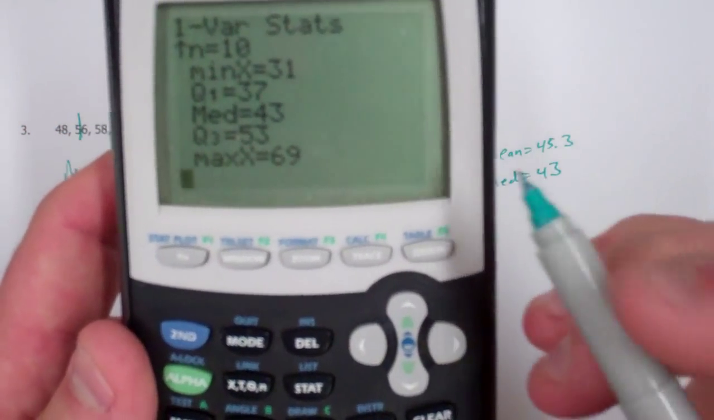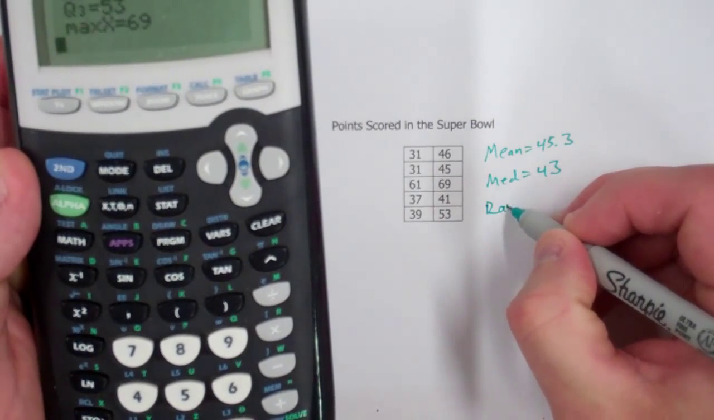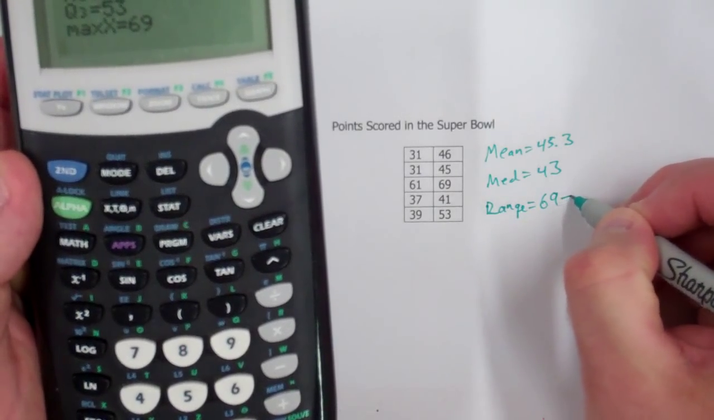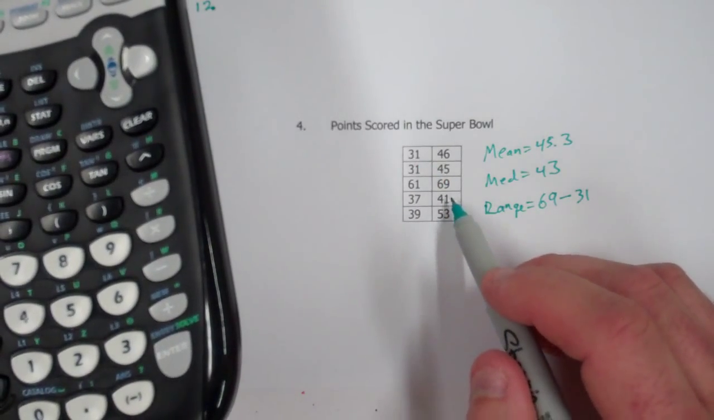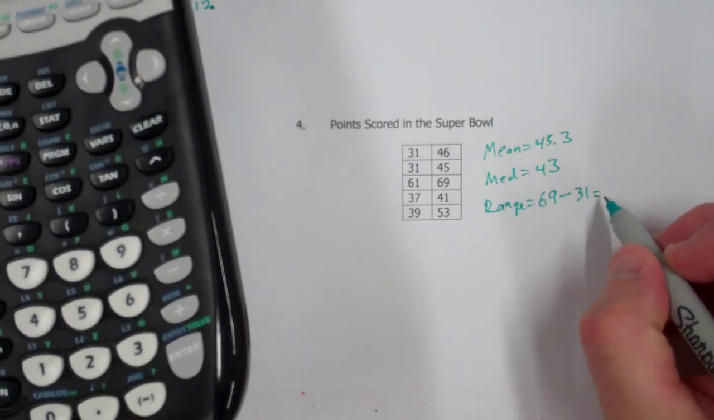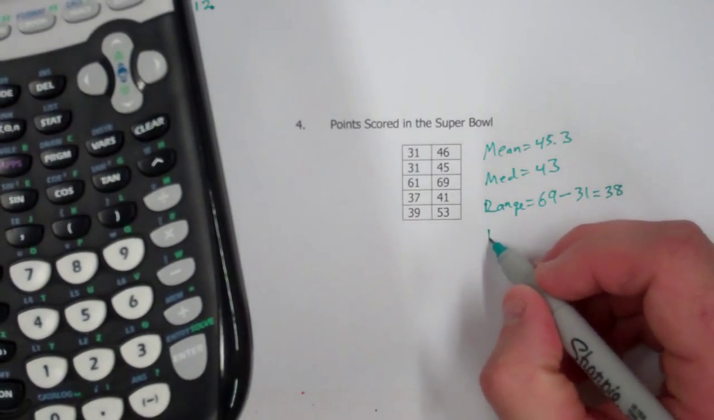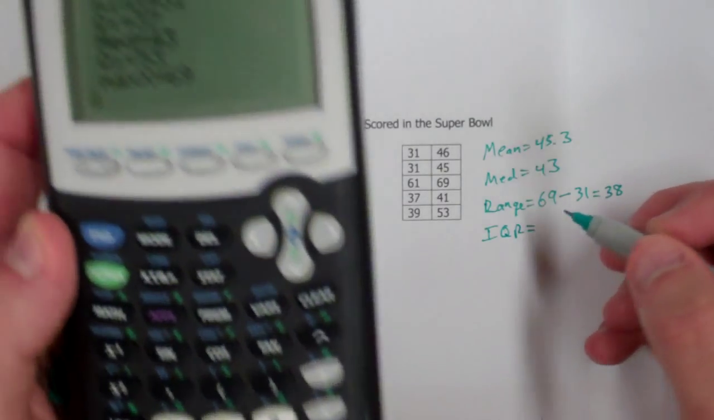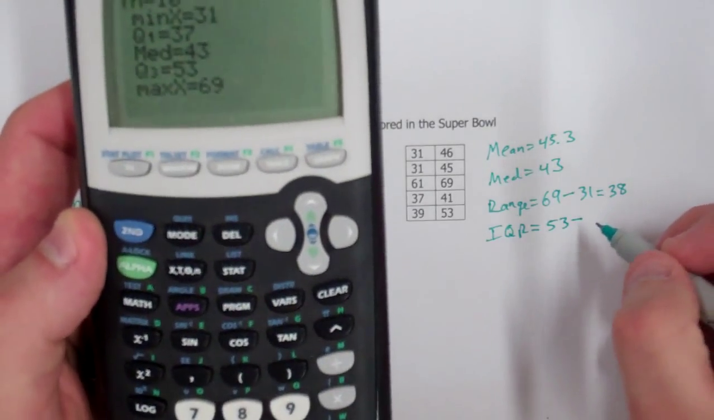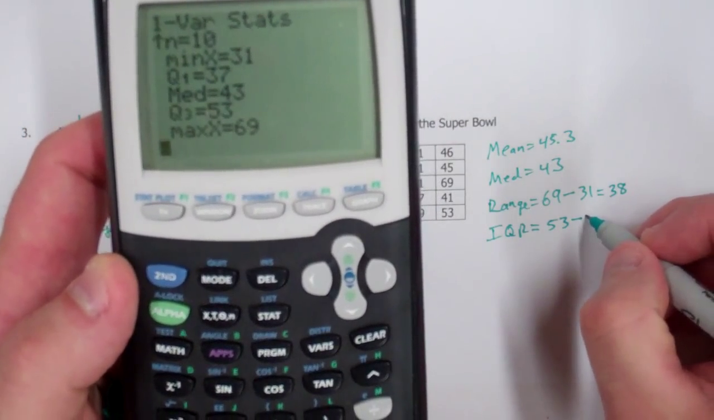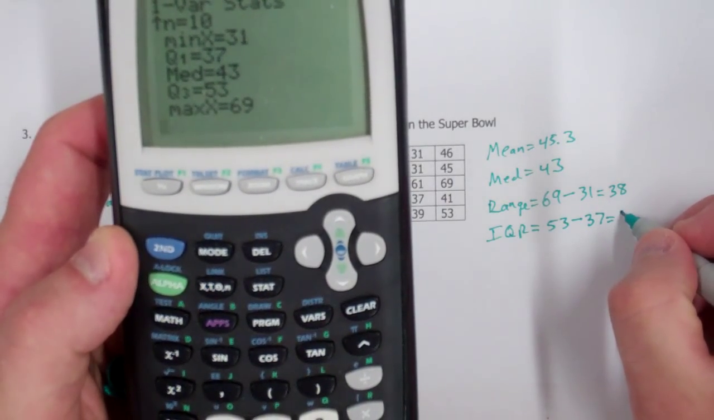And we can do the range here. The max piece of data is 69, so the range here is 69 minus the minimum, which is 31, and you can see that in the data as well. 31 is the lowest number, 69 is the biggest. And so let's see, 69 minus 31, gosh, that should be 38. The IQR is going to be Q3. Q3 is 53, minus Q1, which is 37. So the IQR will be 16.